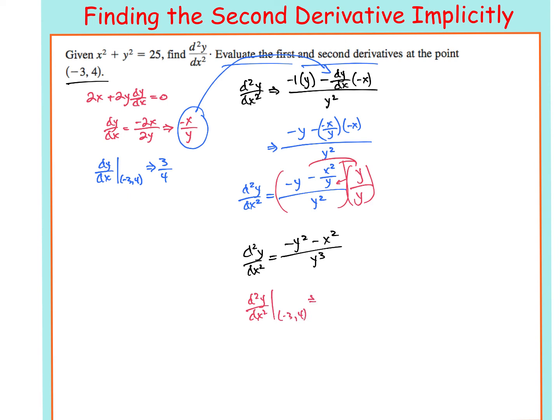So now we're going to substitute it in. So what is my y? My y is 4. So now I have 4 squared, which is 16, so now I have negative 16 minus negative 3 quantity squared, which is 9, over 4 cubed, which is 64. So then I end up with negative 25 over 64. All right. Pretty good?